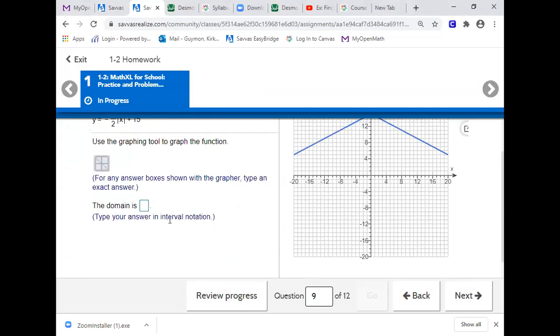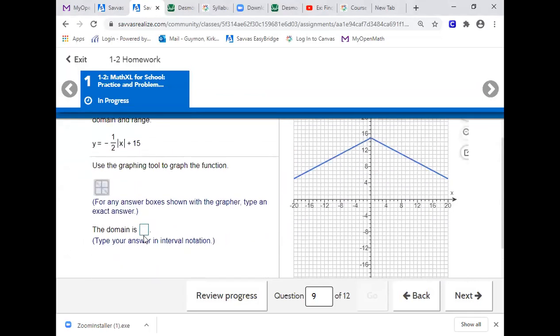Then, what's my domain? Interval notation. How far to the left? Somebody earlier today was messaging me and they were trying to type the infinity symbol. And they said the little keyboard thing wouldn't come up on their screen. Has anybody run into that before and figured out if the keyboard doesn't pop up and you need a symbol like that? Has anybody run into that? I haven't had that happen.